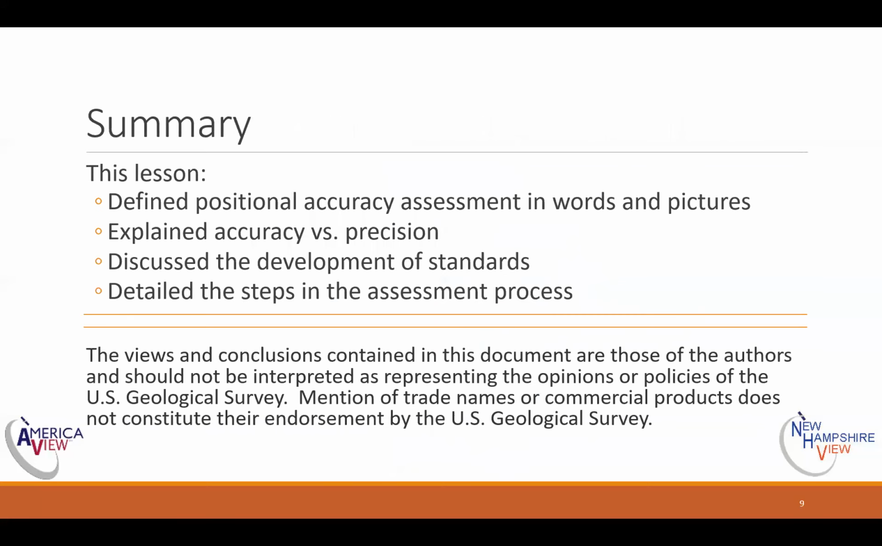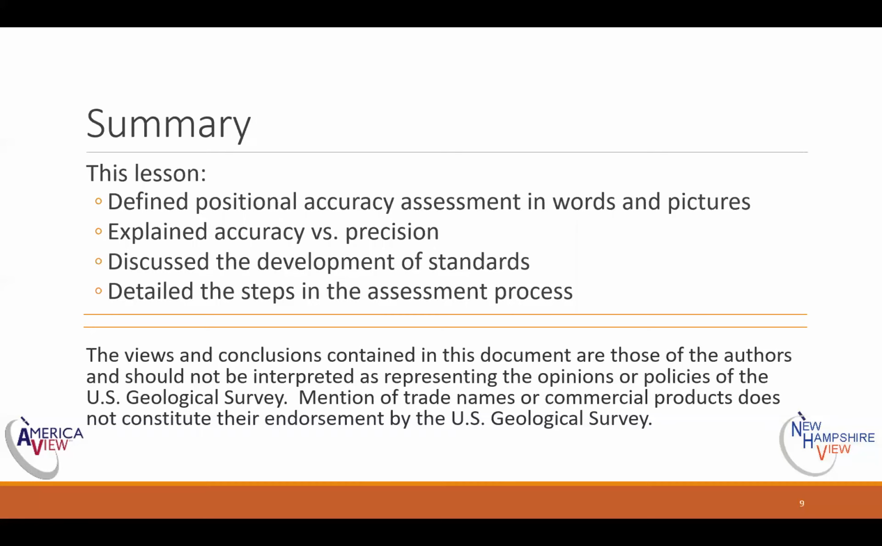So let's review, let's make sure we understand what we got out of this lesson. First, we defined positional accuracy assessment. We made sure we knew what it was in words, but we also gave a nice example so that you should have a very clear understanding and be able to visualize in your head what we're talking about. We explained the key concepts of accuracy versus precision, so you should never make that mistake again.